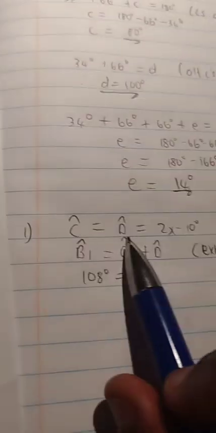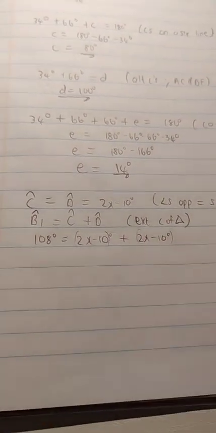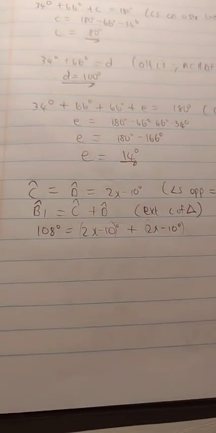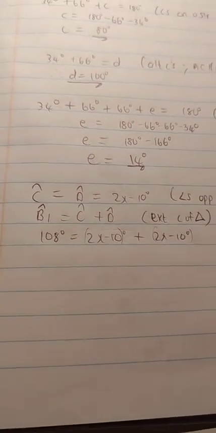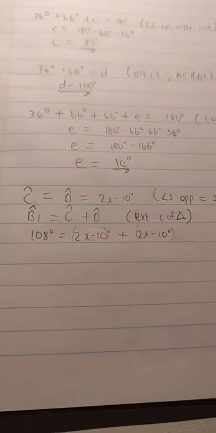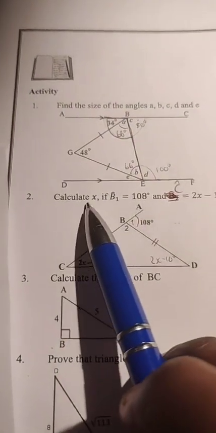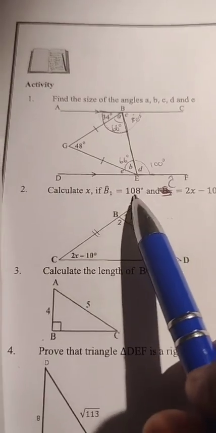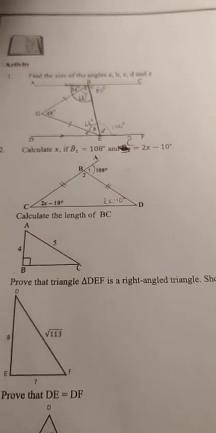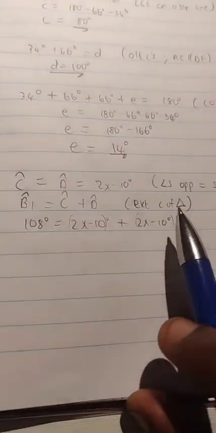Exterior angle of a triangle. So B1 is 108. C is 2x minus 10, and D is another 2x minus 10. Now here we have an equation where our only variable is x. So we can solve for x, because what did the question say? Calculate x if B1 is equal to 108. So it's very straightforward what we can do to calculate that.